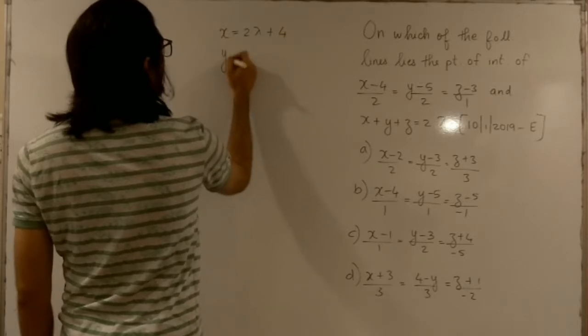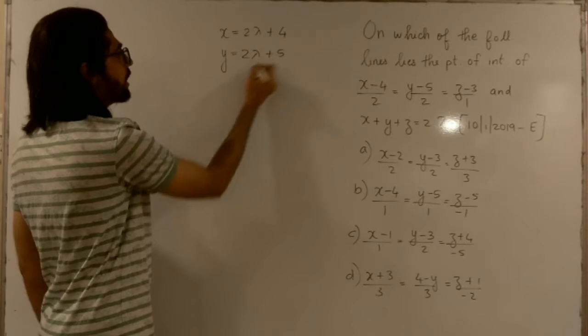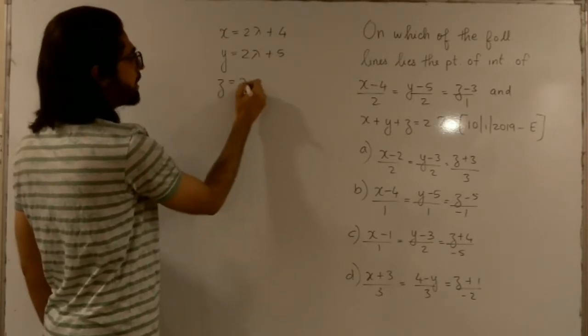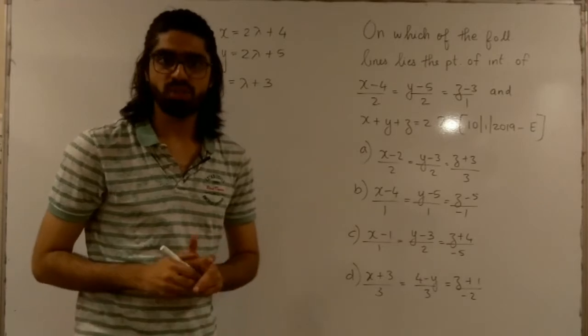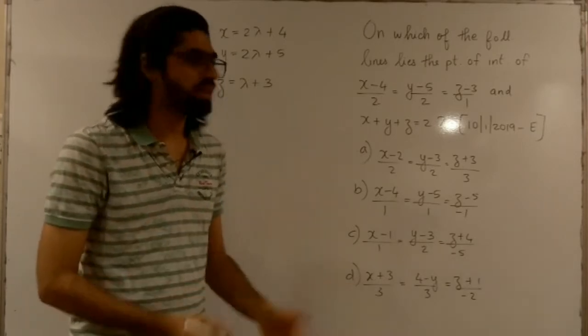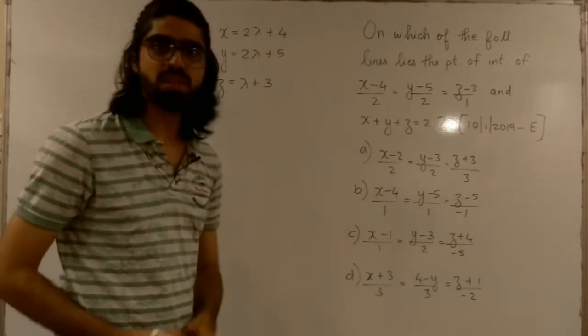The value of y is going to be 2 lambda plus 5, and the value of z will be lambda plus 3. Now these are the coordinates of your point of intersection, and since the point of intersection is going to lie on the plane also, these coordinates will satisfy the equation of the plane.